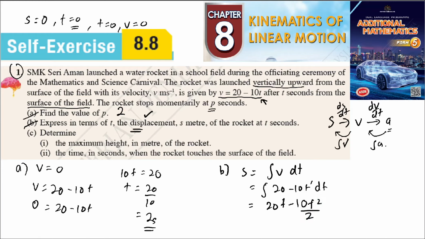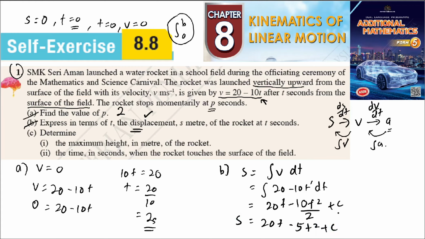This one is an indefinite integral. What I mean by indefinite is that you don't have limits from where to where. Usually in the integration chapter you have from A to B. If you don't have this, we call it indefinite, where you have to add plus C. So you have 20t minus 10 divided by 2, which is 5t square, plus C. This one is your S.